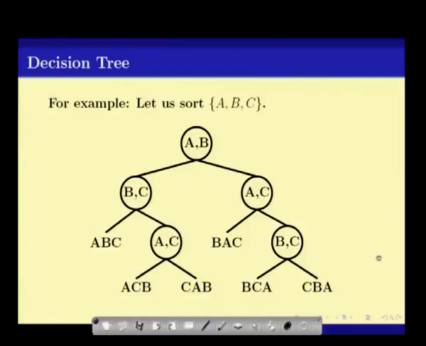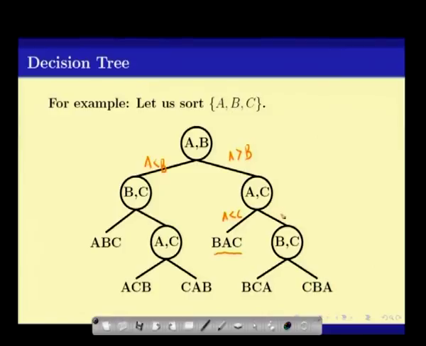Here is an example. If we want to sort three things A, B and C, I first compare A and B. Now if A is less than B, then I will go and compare B and C. But if A is greater than B, then I will go and compare A and C. Similarly, if A is greater than B, and then I compare A and C, and if A is less than C, what do I have? I have that B is less than A is less than C, thus my output should be BAC.